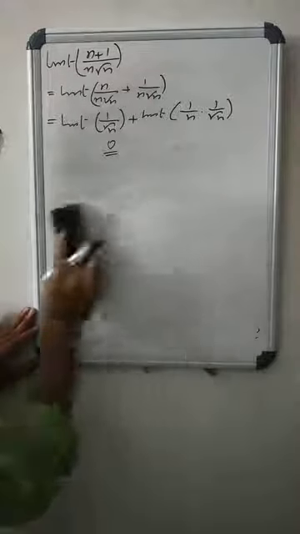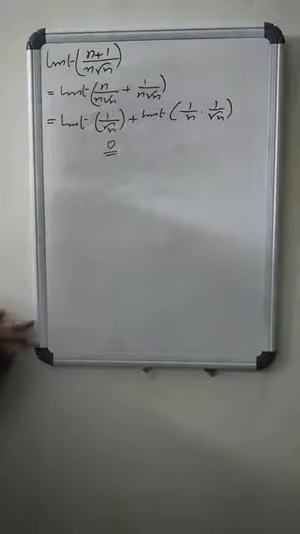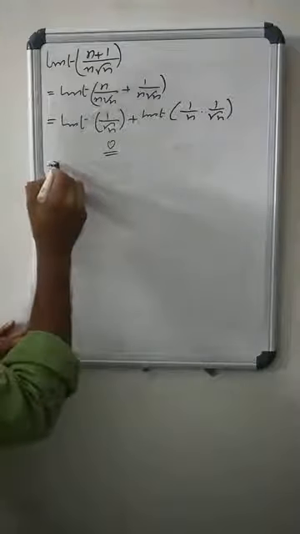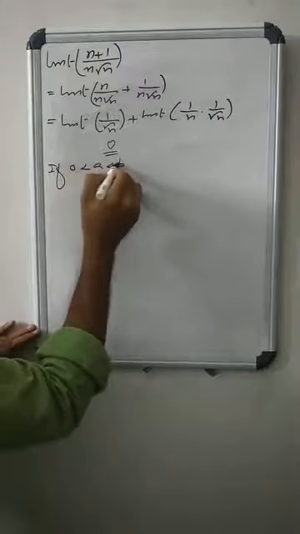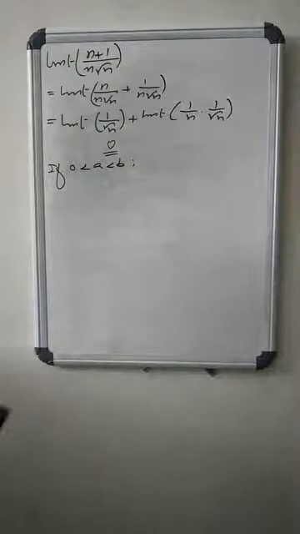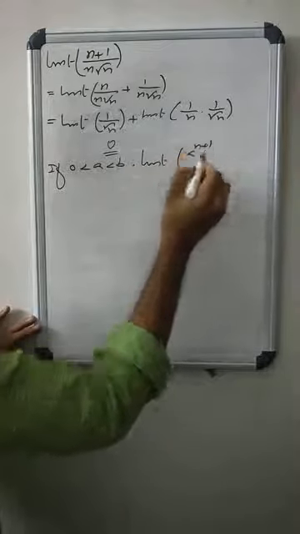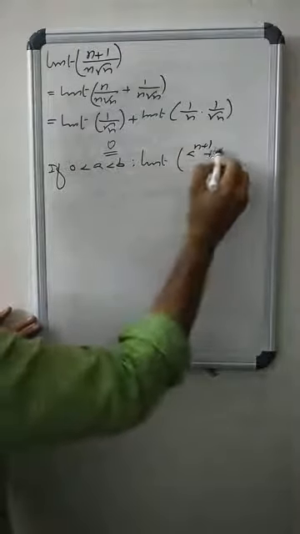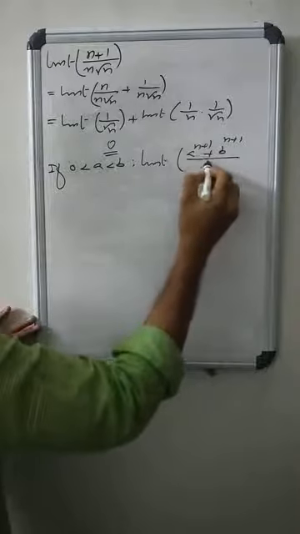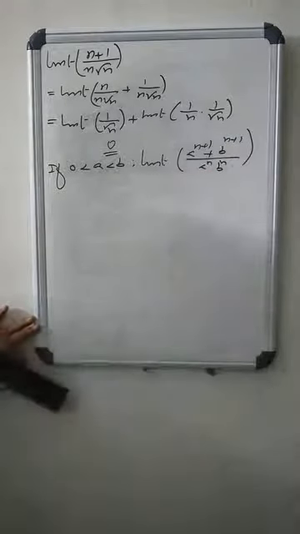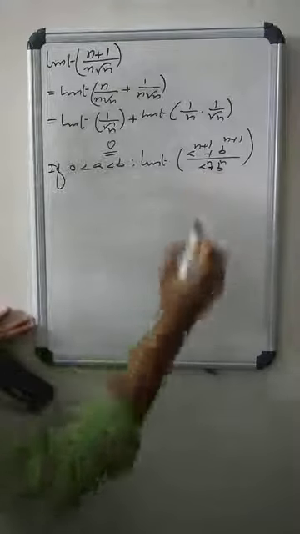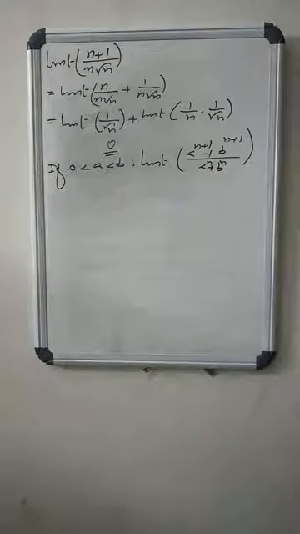Consider another one. If 0 is less than a, and a is less than b, find the limit of (a^(n+1) + b^(n+1)) divided by (a^n + b^n). If a lies between 0 and b, then find the limit of (a^(n+1) + b^(n+1))/(a^n + b^n). How?